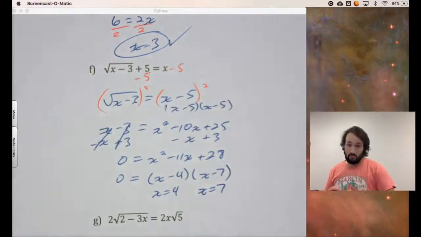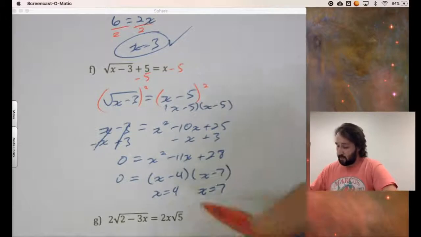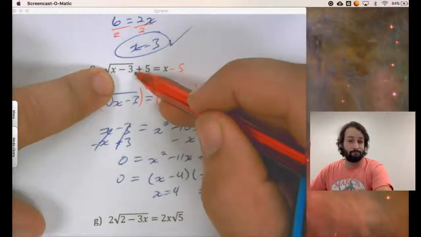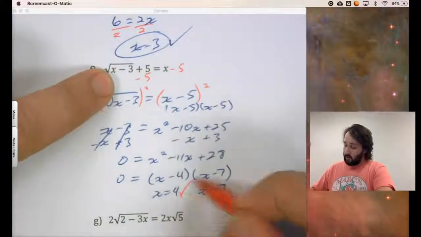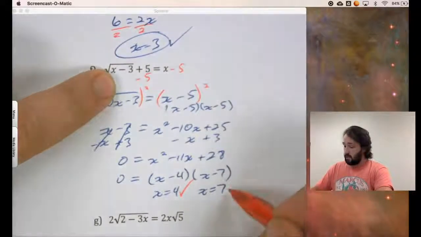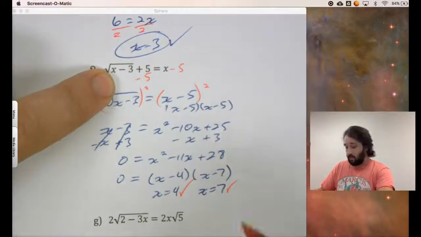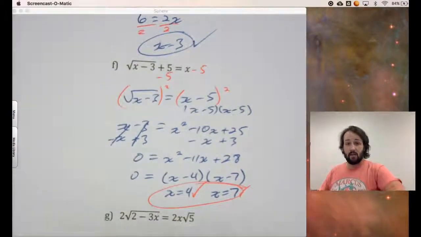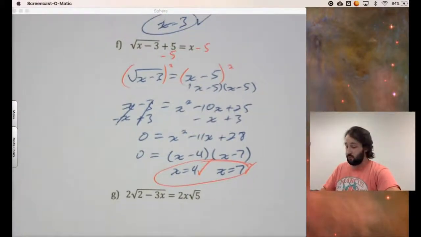Check both of them. Make sure they both work. Go back to your original function. If I use 4, square root of 4 minus 3 is positive 1. That's fine. 7 minus 3 is a positive 4. That's fine. So both of those solutions work then. Just be very, very careful as you go through. Make sure all your solutions work.